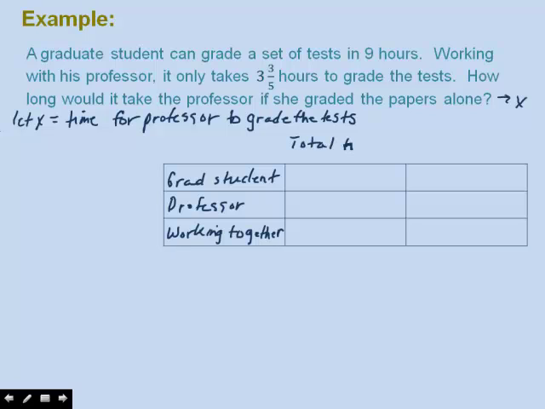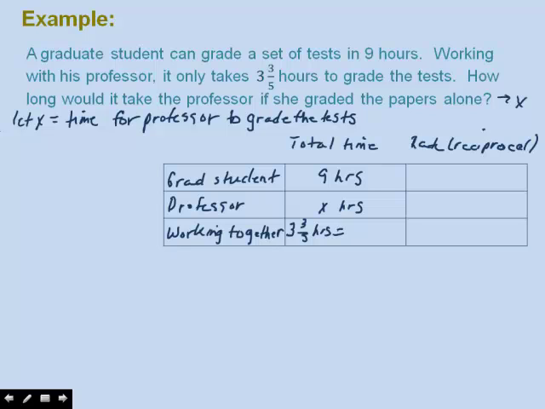And again, our columns are total time here and the rate here, which is the reciprocal. So we know our grad student takes 9 hours. Our professor, we call the time that she takes to grade the test X. So that would be X hours. And we know how long it takes them together. It takes them 3 3/5 hours.